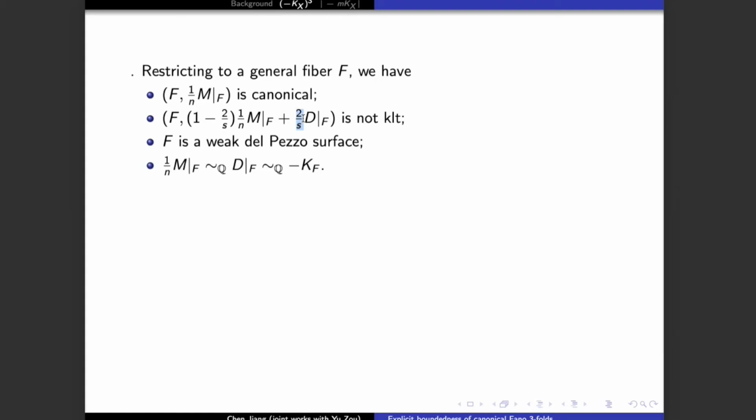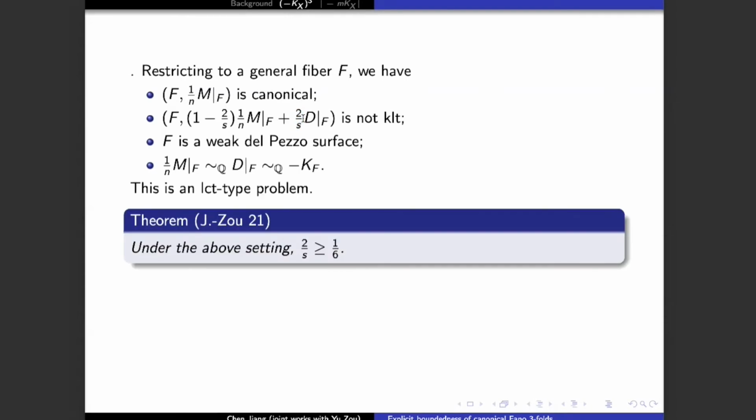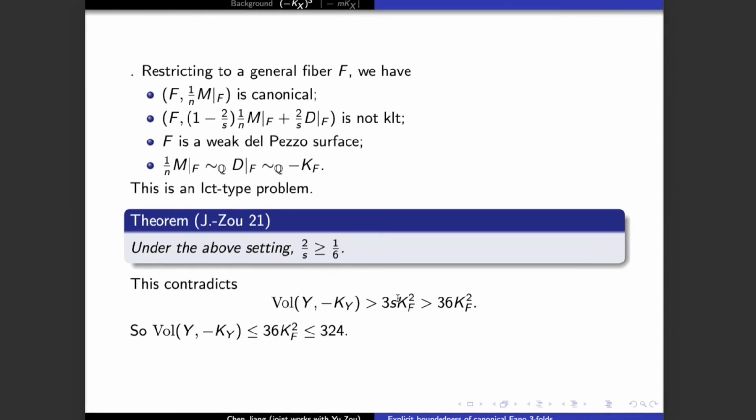Then our goal is to tell you how small, how big this 2 over S could be. So this is actually a log canonical threshold type problem, and our main contribution is that we show that in this case, this 2 over S cannot be too small, but it must be bigger than 1 over 6. Okay, so this is one of the key contributions of our paper. This is 1 over 6. So which tells us that actually this S is bounded from above by 12.